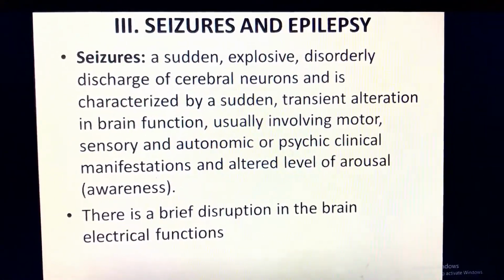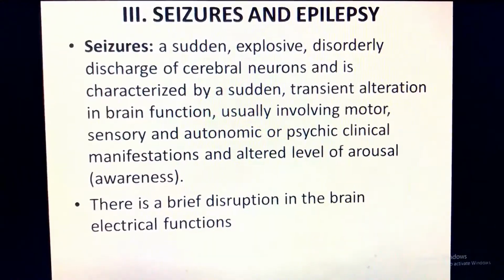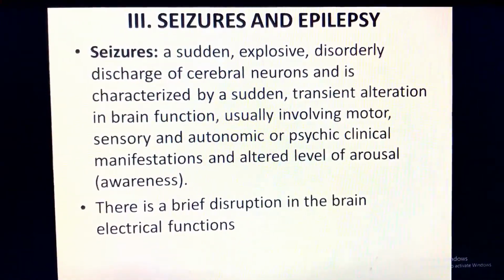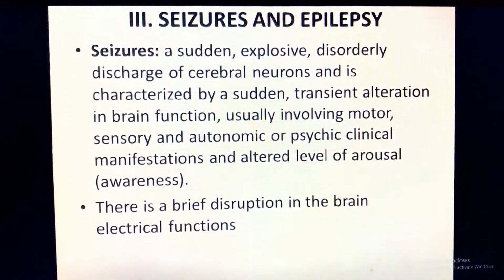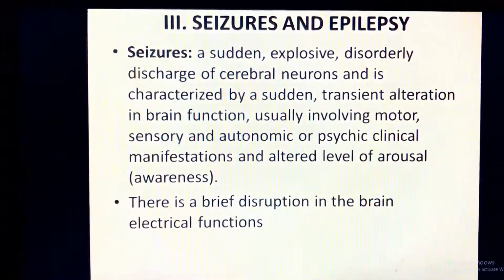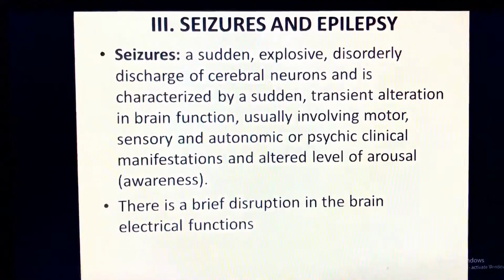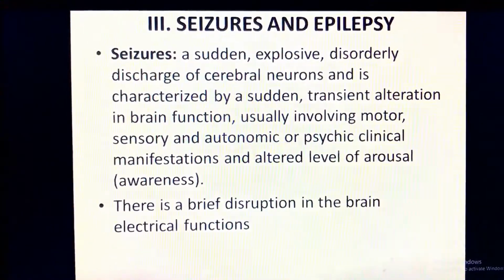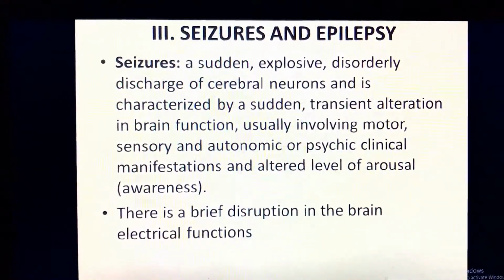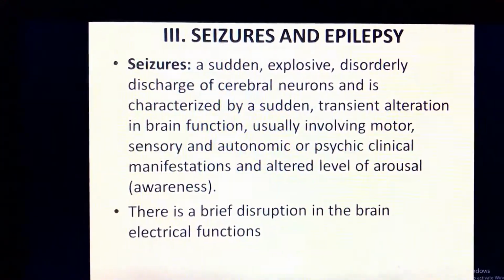A seizure is a sudden, explosive, disorderly discharge of cerebral neurons in the brain. It is characterized by sudden transient alterations in brain function, usually involving motor, sensory, autonomic or psychiatric clinical manifestations, and altered level of arousal and awareness. The seizure is caused by the electrical conduction in the brain, from one hemisphere to another hemisphere. When that conduction is excessive, it comes to stop the brain functioning. There is a brief disruption in the brain electrical function. When it becomes misconducted, it disturbs the brain functioning and causes seizure.